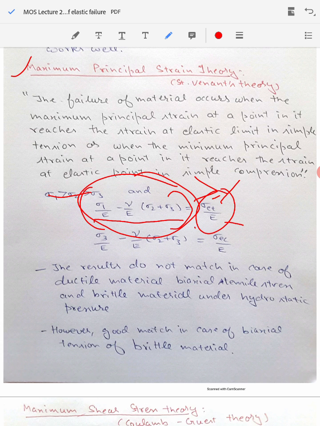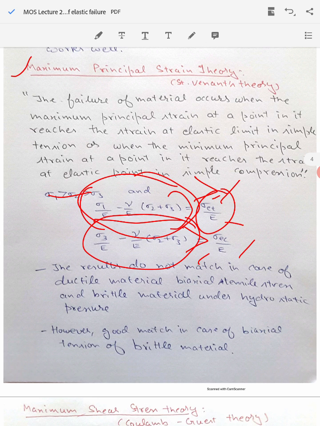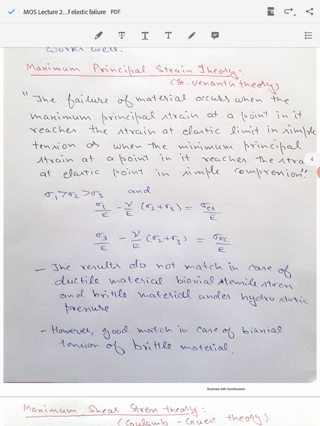And if you have compressive strains, that means if you calculate the strain in the third direction, sigma 3 by E minus mu by E into (sigma 1 plus sigma 2), it should be less than or equal to sigma Ec by E for the component to remain safe. And the component will fail if it becomes greater than or equal to sigma Ec by E. So you see here, instead of comparing the stress values, we have compared the strain values.